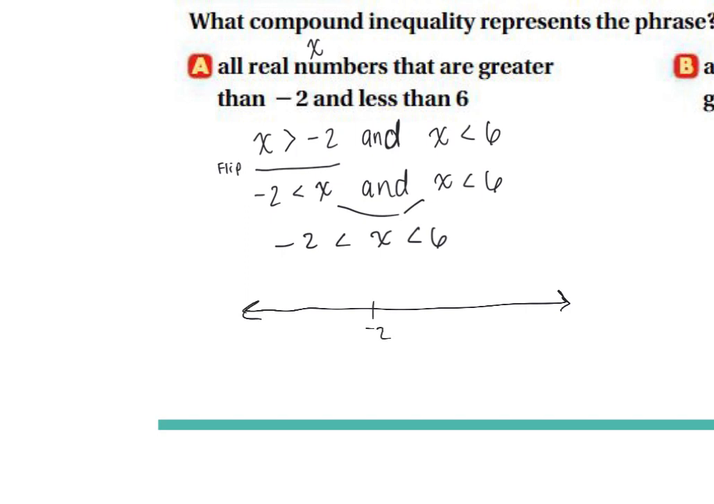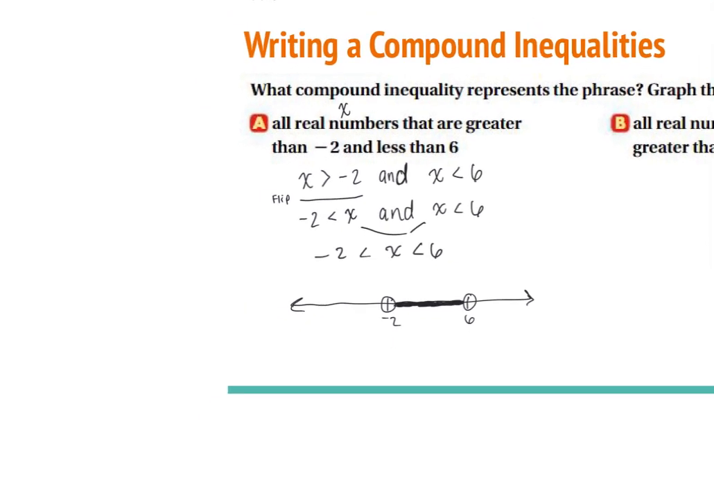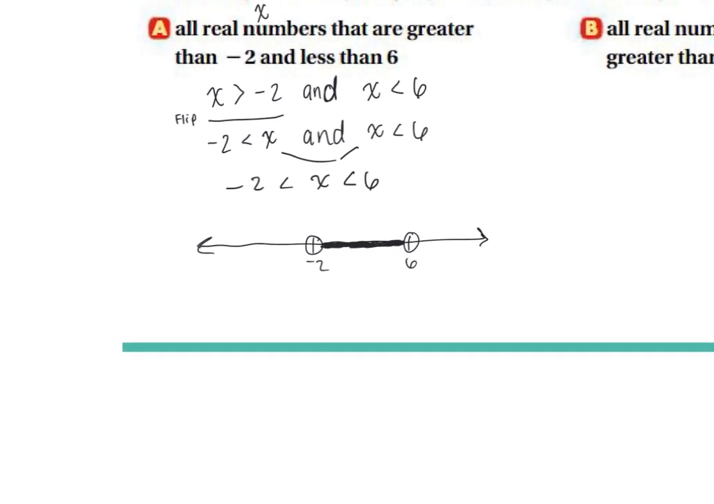Here's -2, here is 6. They are not greater than or equal to or less than or equal to, so we put open circles, because they don't have the lines underneath. And x is the region in between them, because it has to be less than 6, and it also has to be greater than -2. This is an and example.